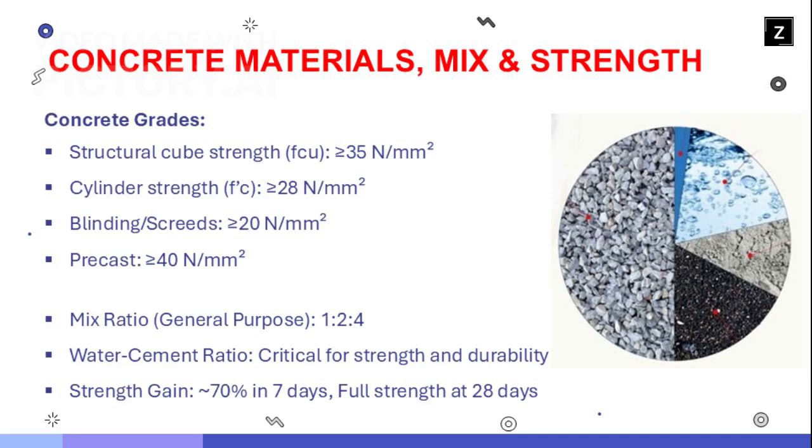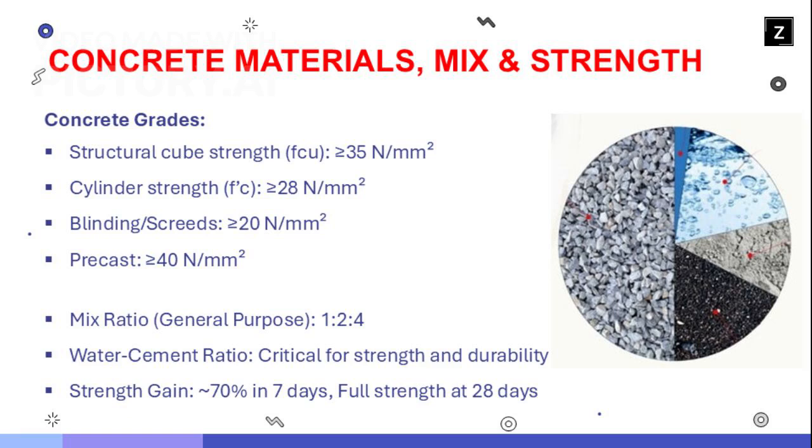Concrete strength is central to design. Structural elements require at least 35 Newton per square millimeter cube strength, or 28 Newton per square millimeter cylinder strength. These are the DM's minimum thresholds. For non-structural elements, blinding layers need 20 Newton per square millimeter. Precast units demand at least 40 Newton per square millimeter due to handling stress.